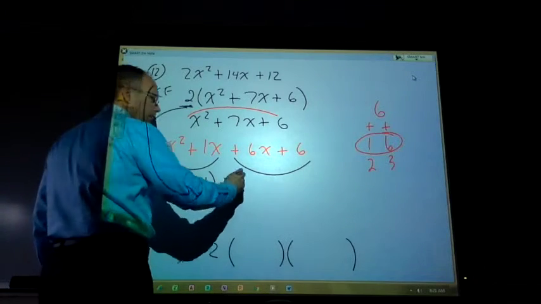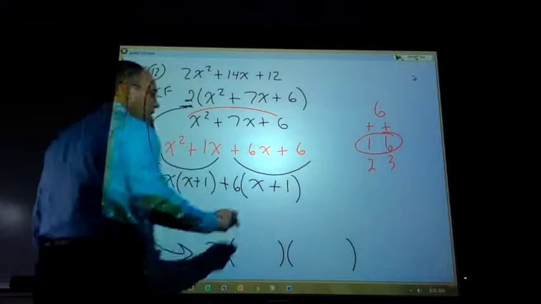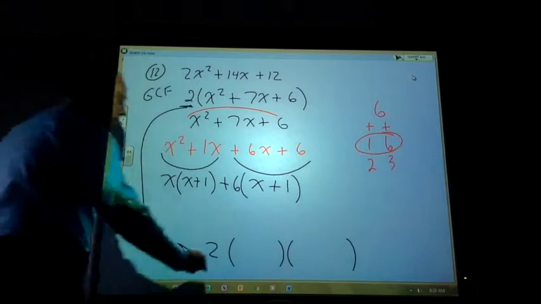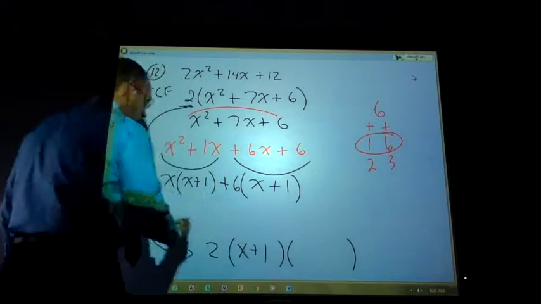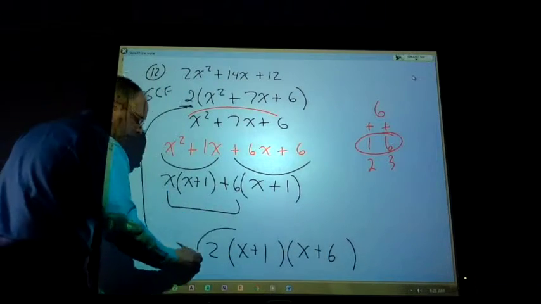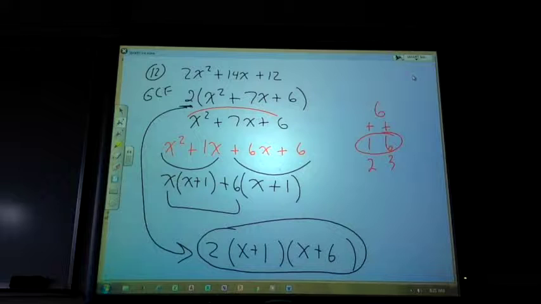What do I have in common on the second set? 6. And I factor 6 out of 6x, I get that. Factor 6 out of 6, I have to have a 1 placeholder. What do I have in common between these two now? X plus 1. And then I have x plus 6 right here. And you remember my greatest common factor that I carried down at the end? It's already there with our answer, and that's our answer.